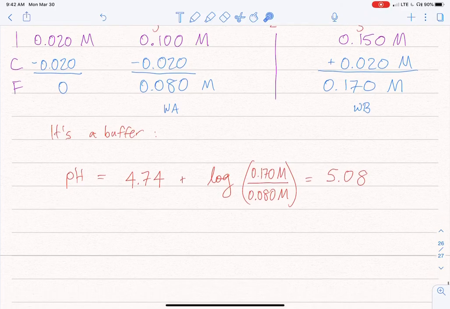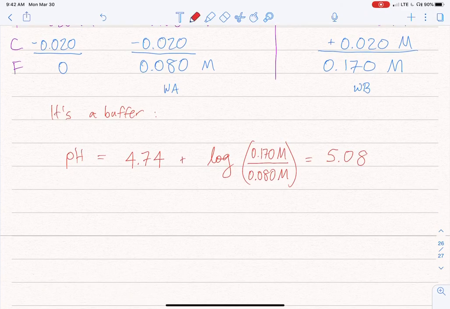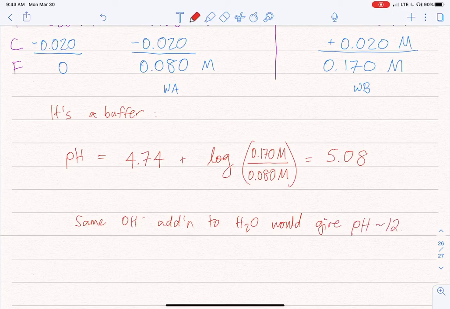However, it's not that big of an increase because the same hydroxide addition to just plain water would give a pH of 12.3 or so, which is enormous compared with 5.08. So once again, we see the power of a buffer to prevent drastic swings in pH.